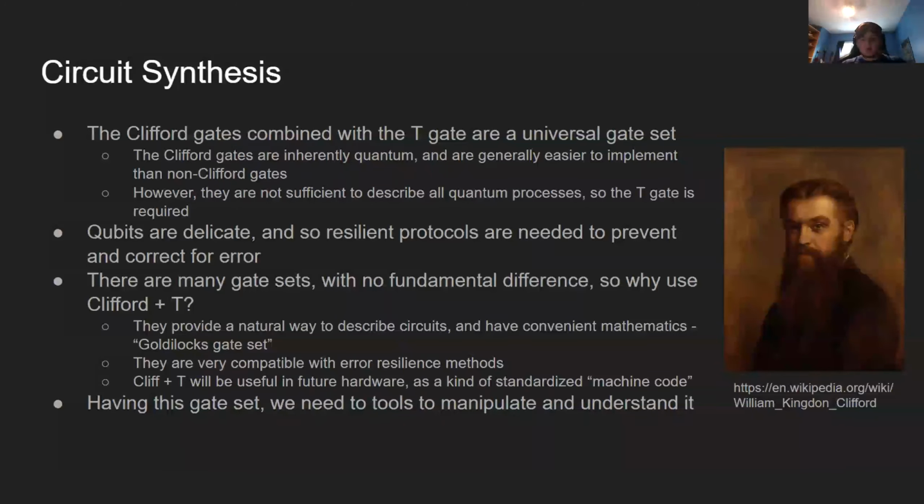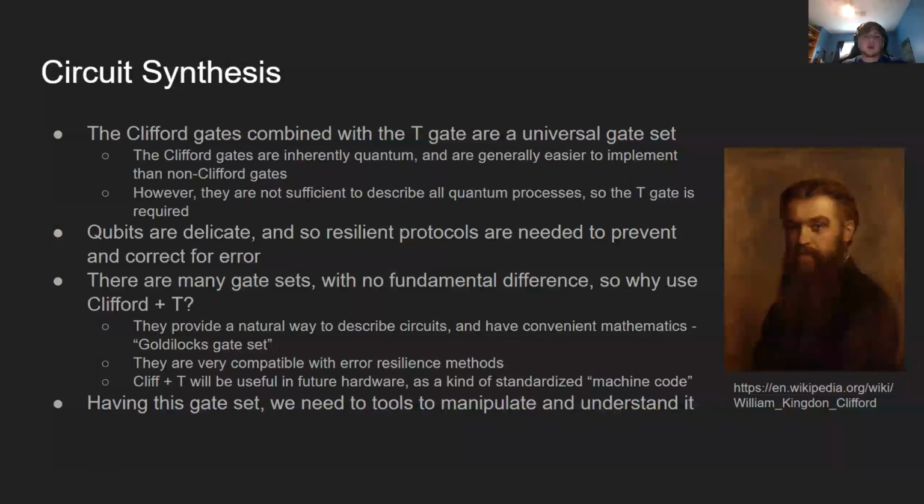The first thing we need to do when we're talking about circuit synthesis is choose a universal gate set to work with. It turns out there's a gate set called the Clifford plus T gate set. That's the Clifford gates, which are very easy to implement. On the slide, it says inherently quantum. Those are super nice, super easy. And then there's the T gate, which is not so nice, but it's necessary because without the T gate, Clifford gates aren't universal. So that's just a necessity in order to make it into a universal gate set. And so why do we want to use the Clifford plus T gate set?